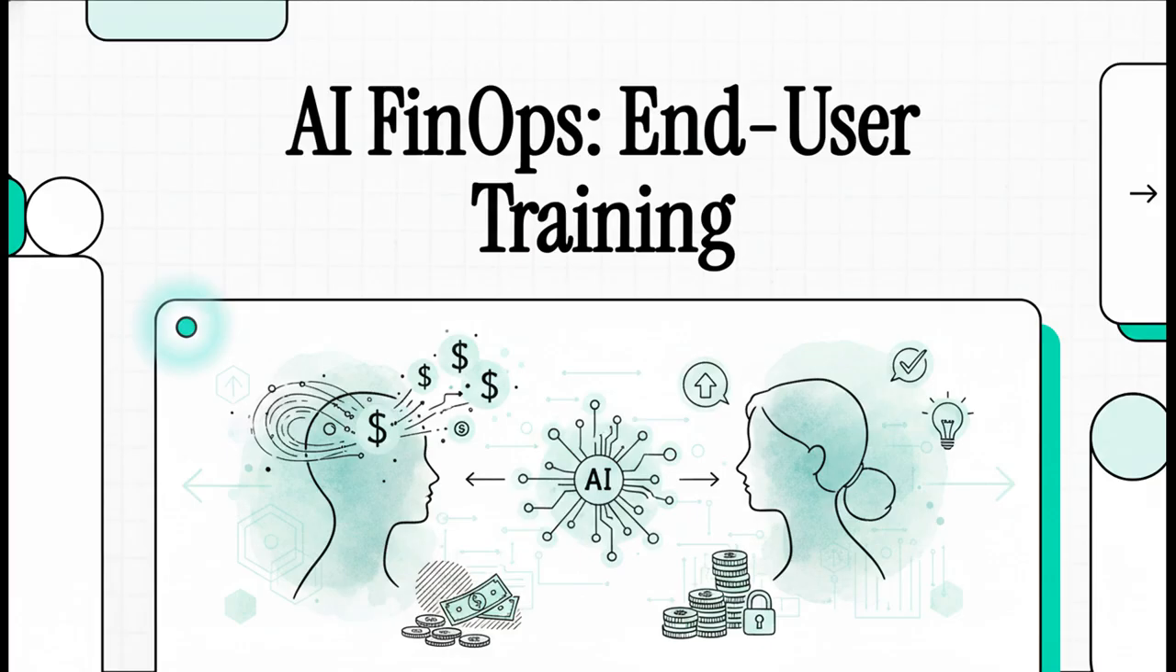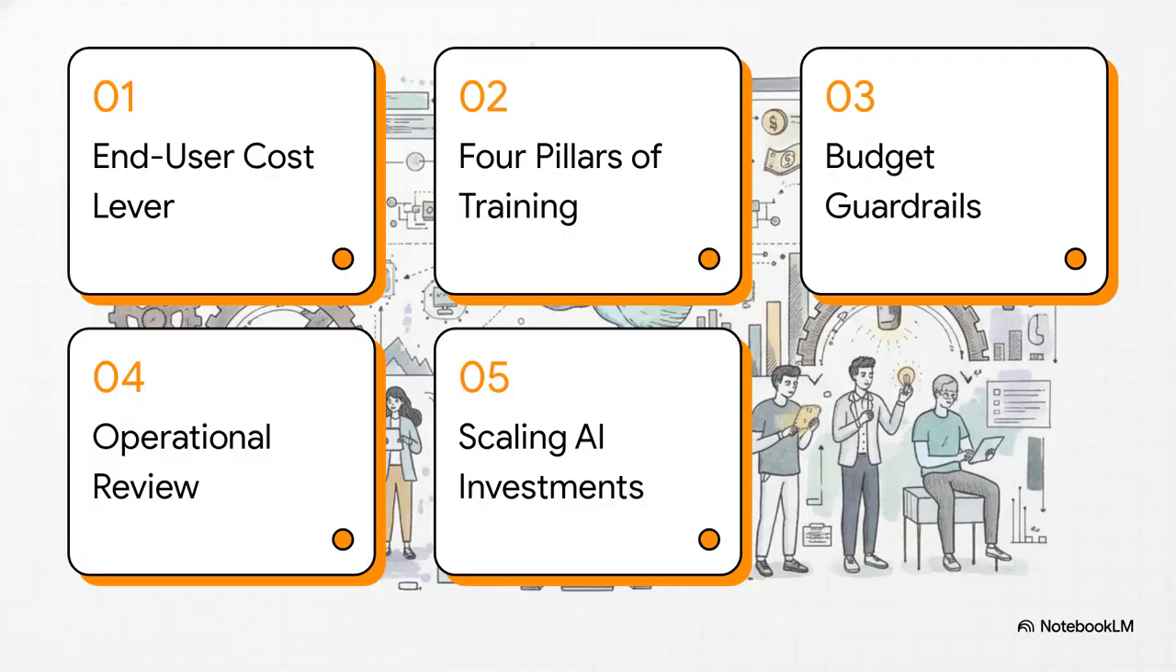We are unpacking chapter 4 of our source material, which zeroes in on end user training. Basically, we're figuring out how to transform your everyday employees into highly efficient AI operators. Here's a quick look at our curriculum for today. We're going to breeze through the end user cost lever, break down the 4 pillars of AI training, set up some solid budget guardrails, establish an operational review rhythm, and then wrap things up with scaling AI investments.